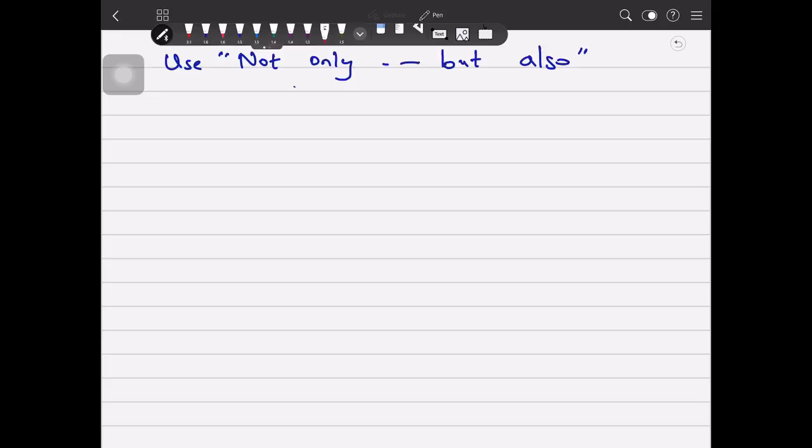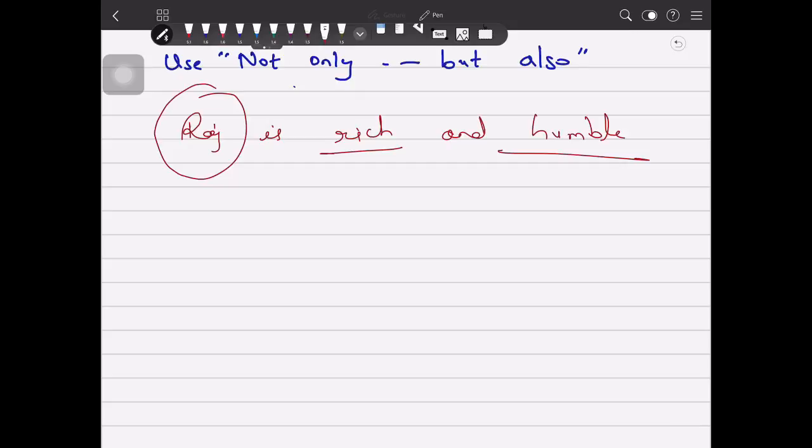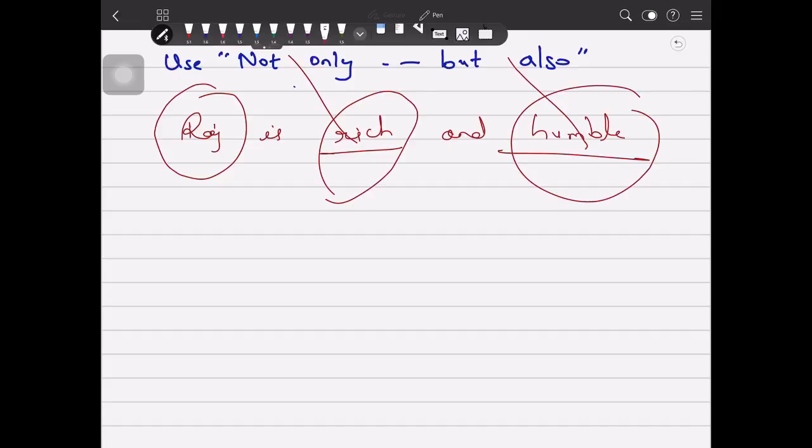Let me show you an example for not only but also. If the question is this: Raj is rich and humble. Now there is a single object, who is Raj, and he is given two different qualities, rich and humble, with 'and' in between. So both of these qualities will be assigned this not only but also. This rich will be not only, and this humble will be but also. Raj is not only rich but also humble.